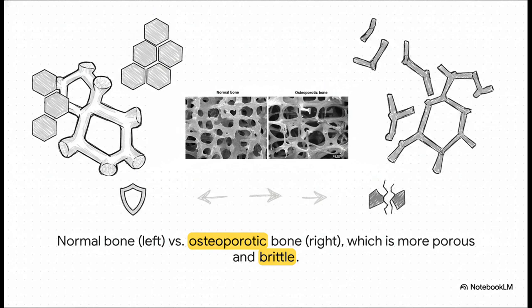Just look at the difference here. On the left, you've got healthy, cancellous bone. It's this dense, interconnected web. Then on the right, you have osteoporotic bone. It's porous, the struts are way thinner, and a lot of those connections are just gone. You don't even need the graph. You can just see how this is going to change how it behaves mechanically.